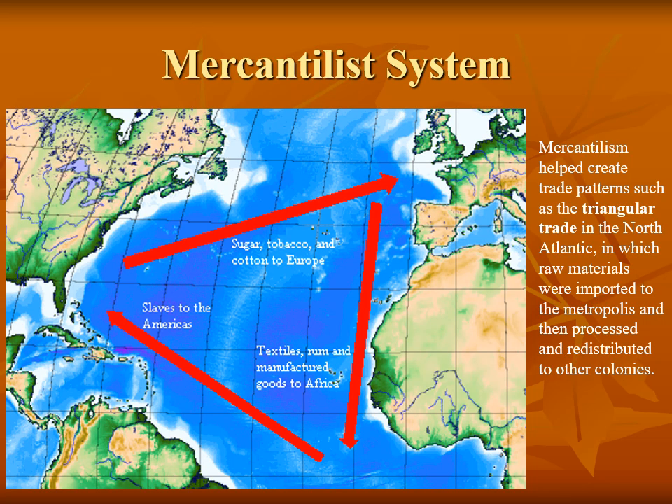Then see what goes down to Africa here. You see the second leg of that triangle. Textiles, rum, manufactured goods, lots of things, okay? And then what comes over to the Americas, whether that's what we know as America, or Latin and Central America or the Caribbean, is slaves. And so this little triangle keeps itself going and props itself up. So it is a huge money-making endeavor for somebody.